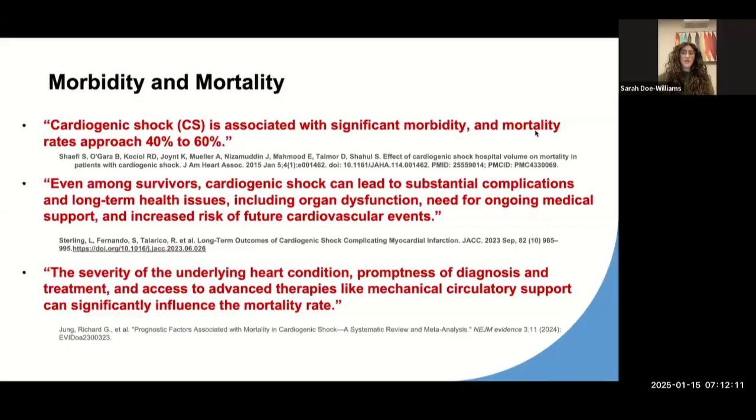You recognize it earlier and treat it earlier. The access to advanced therapies like mechanical circulatory support can significantly influence the mortality rate.